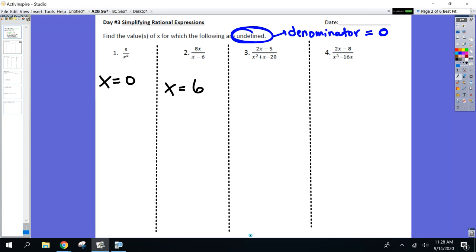What number do we want in the bottom? 0. So we're going to take what's in the denominator, x squared plus x minus 20, and see when it's equal to 0. And guess what we're going to do with x squared plus x minus 20? What's been the topic the last 3 days? Factoring. We're going to factor that right now.